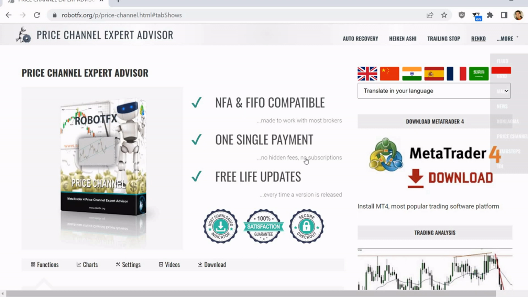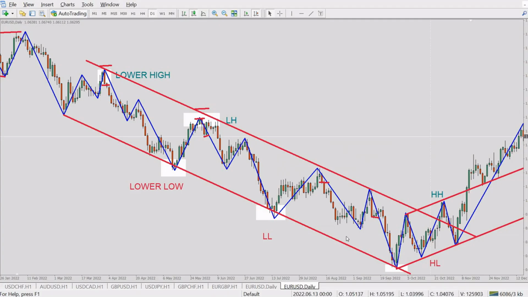Now, let's see the settings that the Price Channel Expert Advisor has.